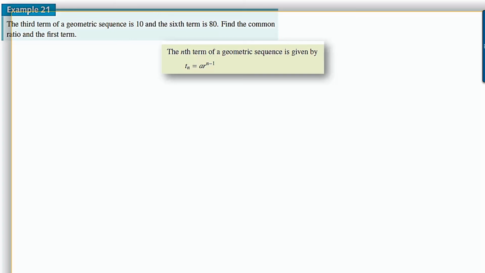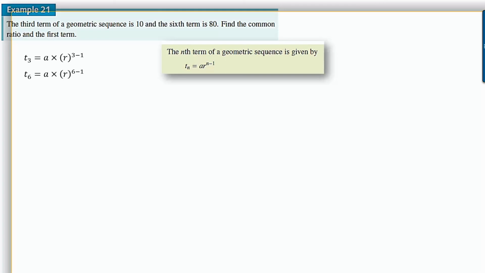Find means find the common ratio. Find A and R, that's what you're trying to do. Those are your first two equations to start off with. You don't have A, you don't have R.